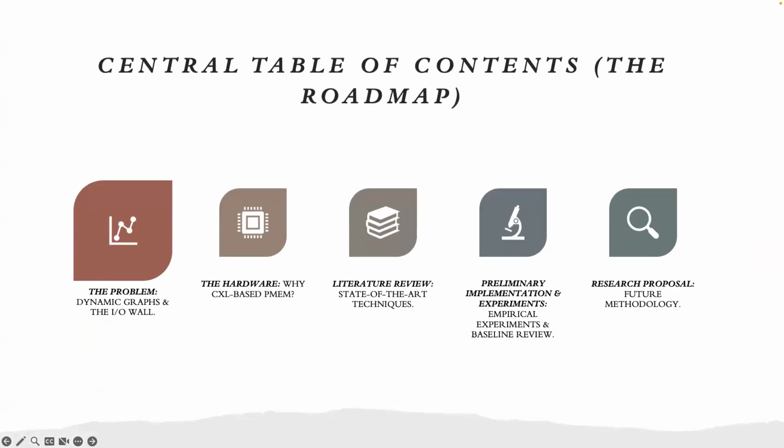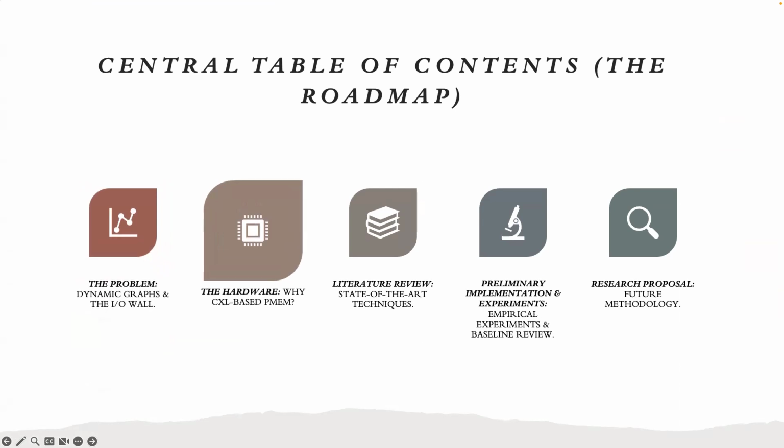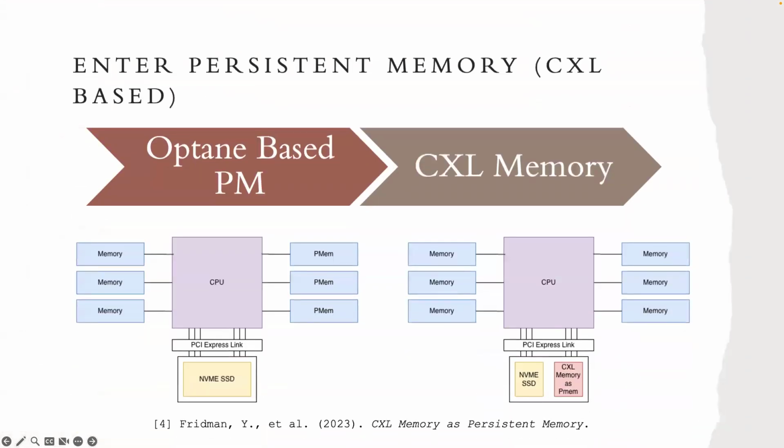Okay, so now we have to see what our proposed solution is. For the solution, we propose persistent memories. Currently, we can divide the whole persistent memory generation into two generations. First, we have the Optane-based persistent memories, which were created by Intel. Intel-based persistent memories are basically directly attached to the DIMM slot of the motherboard.